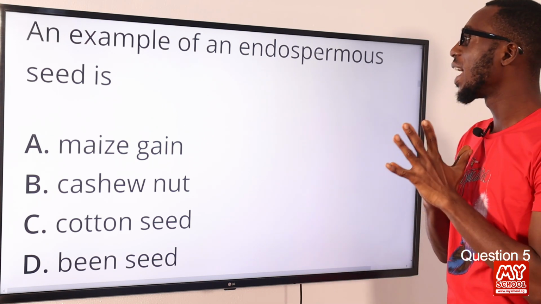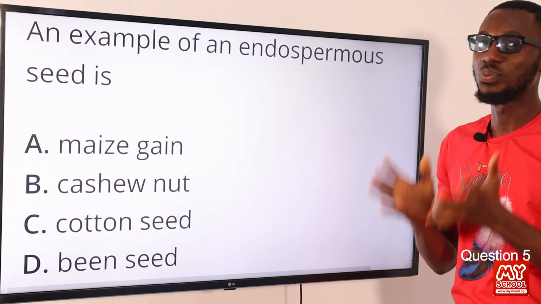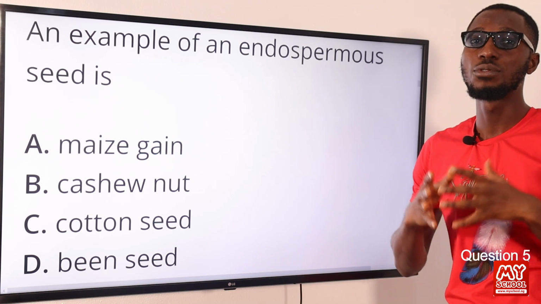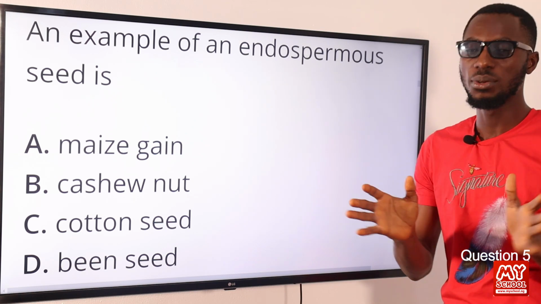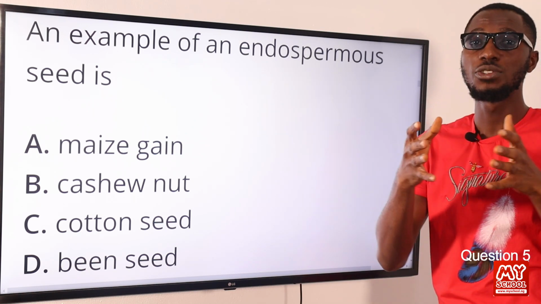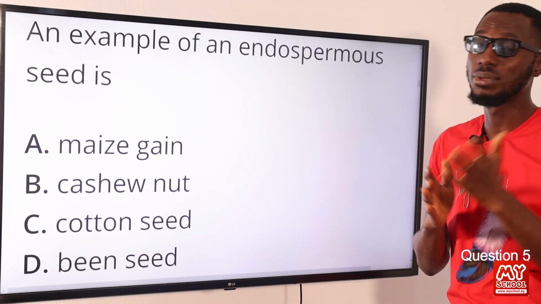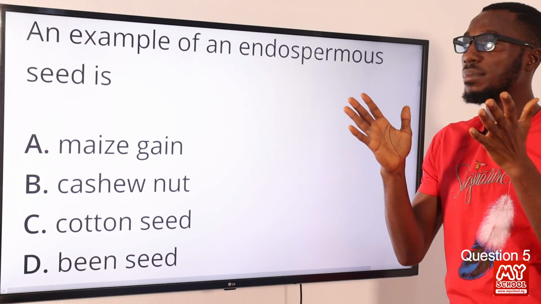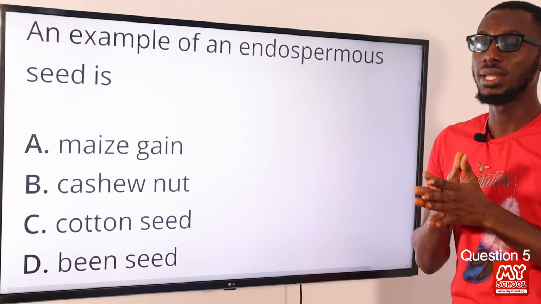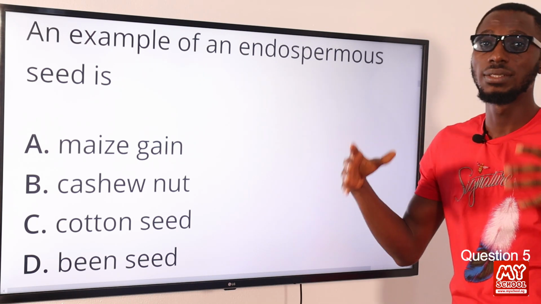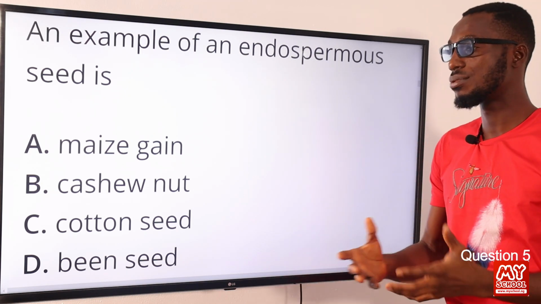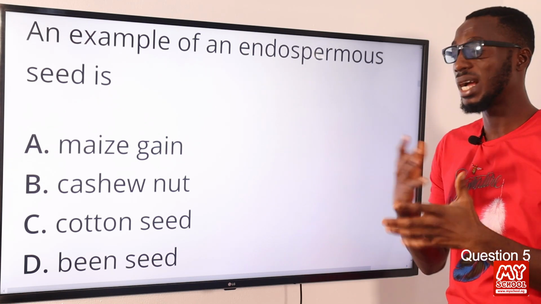Question 5. An example of an endospermous seed is what? When you talk about the endosperm, you're talking about the food storage for the developing embryo. That is where food is stored for the developing embryo. I'm talking about a seed in this context. Sometimes it may persist and surround the developing embryo so that it can serve as a food source, making food available for the embryo that is growing.